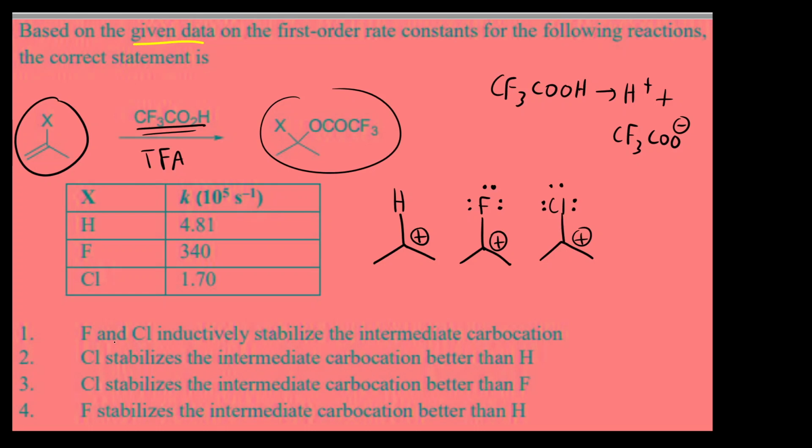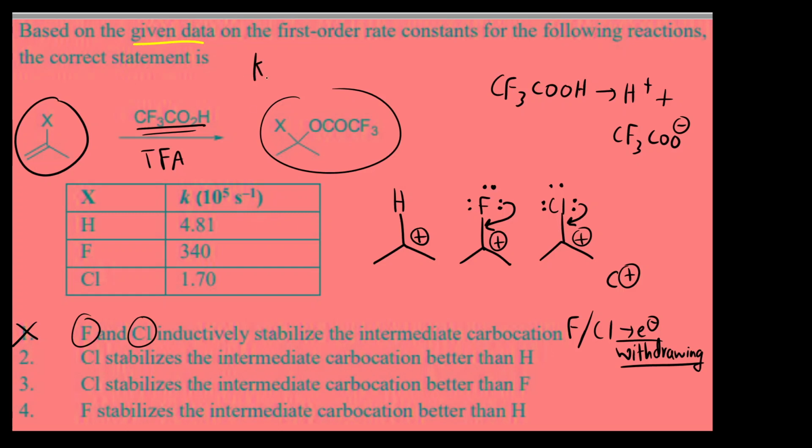Okay, now let us see the option. F and Cl inductively stabilize the intermediate carbocation. This is incorrect, because here we know that the carbocation is electron deficient, and fluorine or chlorine are also electron withdrawing. That is, they are electronegative. So they will not stabilize the carbocation by inductive effect. They will stabilize by mesomeric effect. Like this.